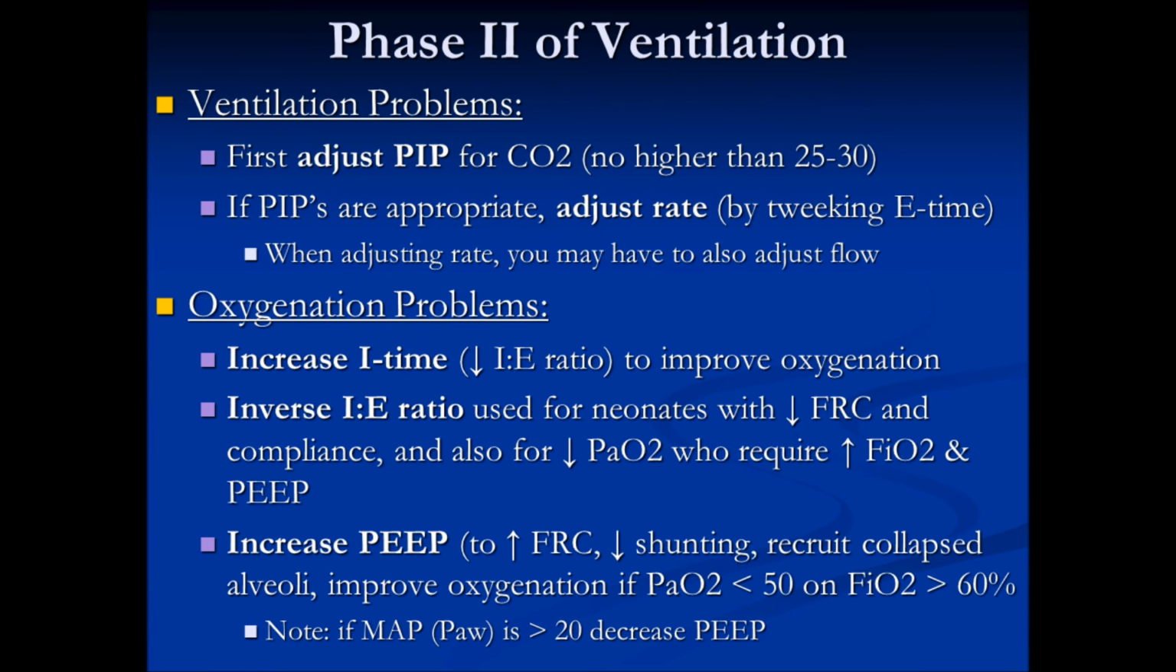Okay, for phase 2 ventilation, we are looking at monitoring the patient on the vent. So we need to be mindful of ventilation problems and oxygenation problems. If the baby is having ventilation problems, we're going to first adjust the PIP to normalize our CO2. We don't want the PIP to be any higher. We want the PIP to be anywhere between 25 and 30 as we're tweaking. We started at 20, but if we are going to be monitoring the baby and increasing our PIPs, we want to stay between 25 to 30.